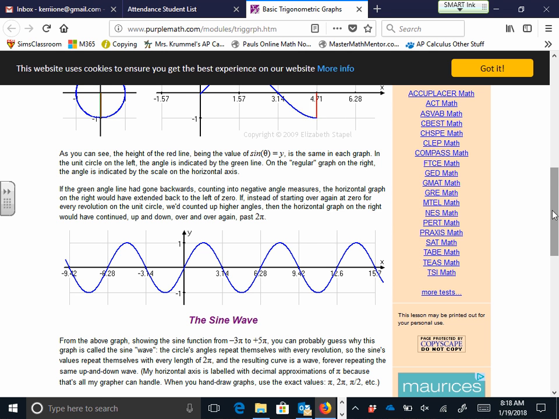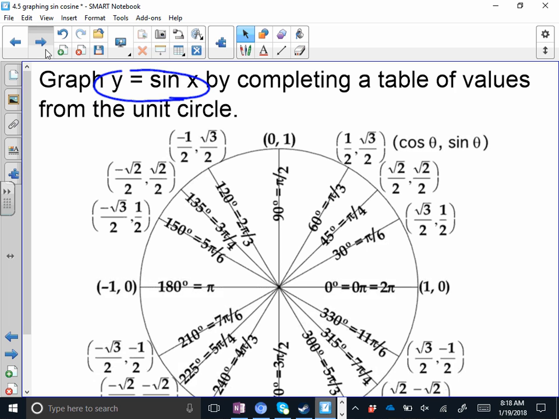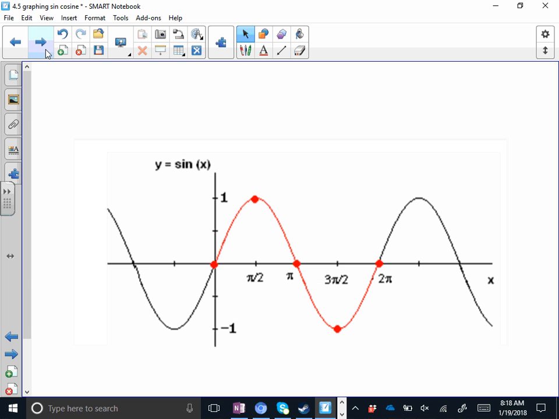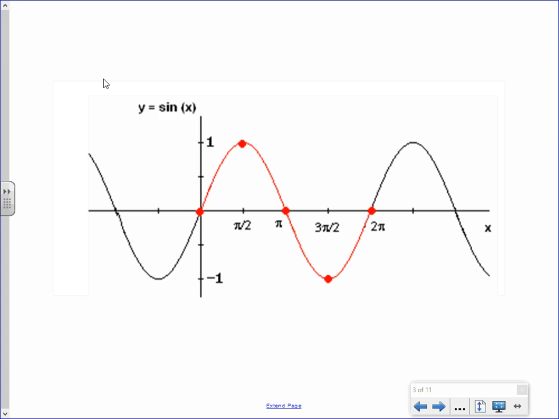However, when we're thinking about the parent function, I would like you to think about this red piece that I have highlighted. So I need you to draw this in your notes. Y equals the sine of x. Those 5 points that I have highlighted are important. Make sure you have your x and y axis labeled so you can tell what those 5 coordinates are.